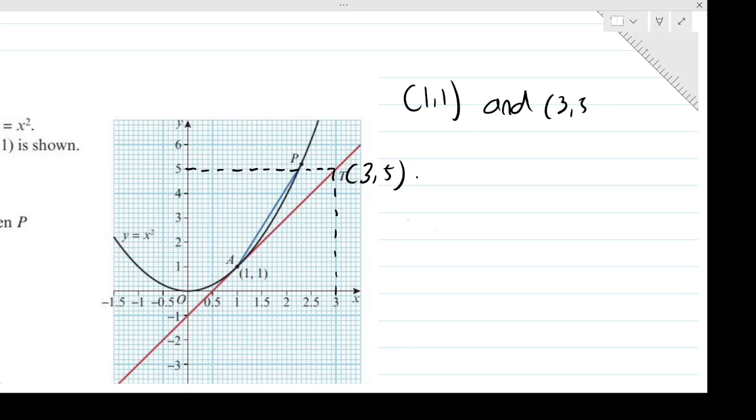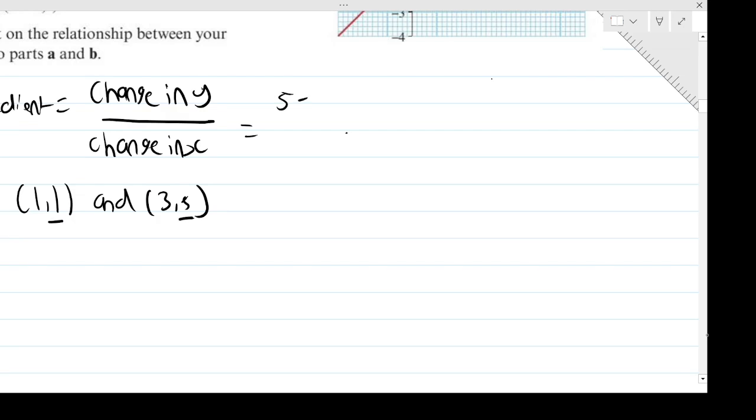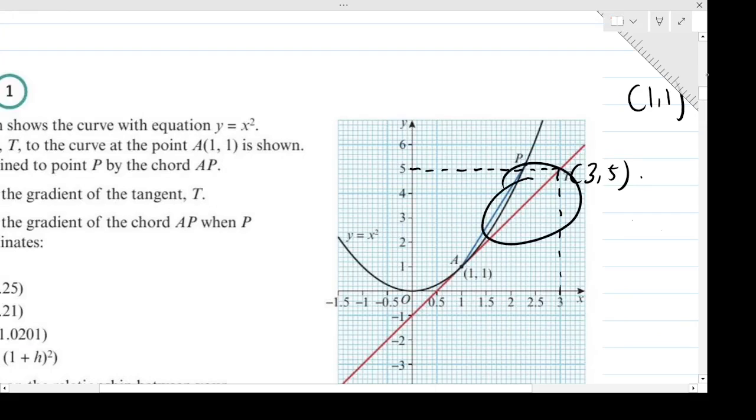Okay, so therefore we can then compute the gradient between these 2 points by doing changing y over changing x. Let me note my 2 points here, (1, 1) and (3, 5). Changing y: at this point y is 5, take away the y here at 1. Then we do the same for x, so changing x is 3 take away 1. If we do this calculation, we get 4 over 2, which is 2. That tells me that the gradient of the tangent, this red line T, is 2.